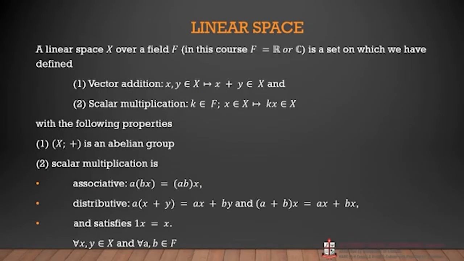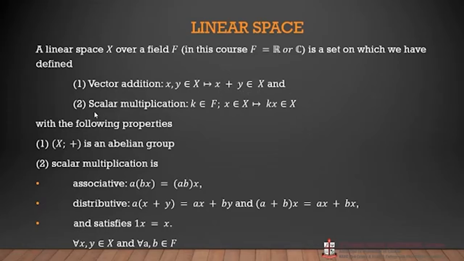Now, what is meant by a linear space? A linear space X over a field F, usually we will take the field of real numbers or complex numbers, is a set on which we have two operations. The first operation is known as vector addition, which is a mapping from X cross X to X itself. That means for every pair x and y in X, we have an element x plus y in X.